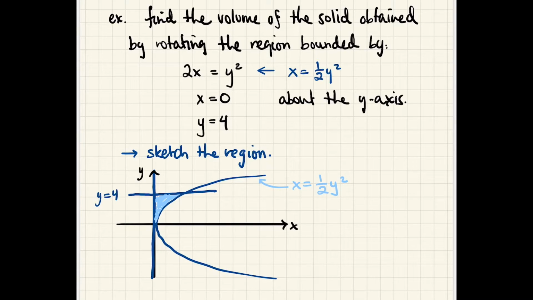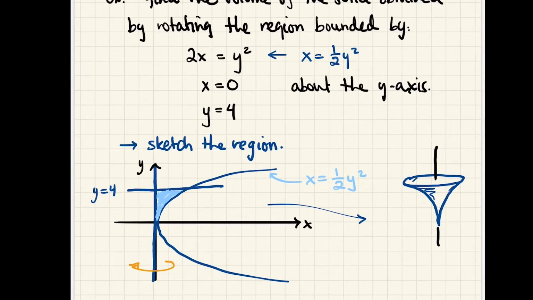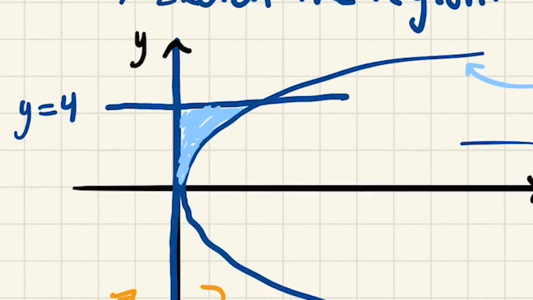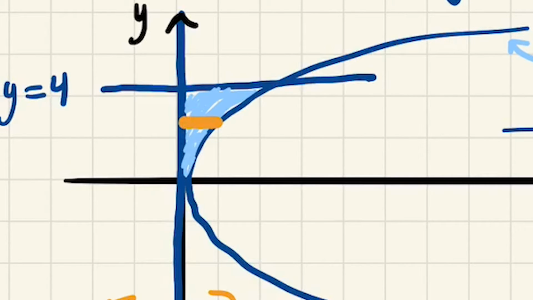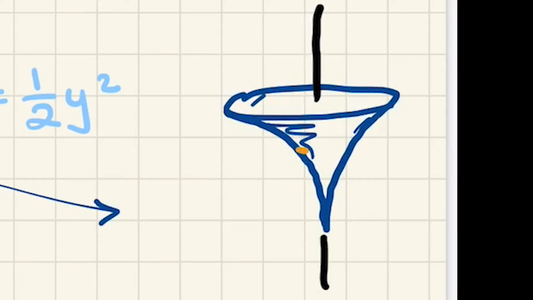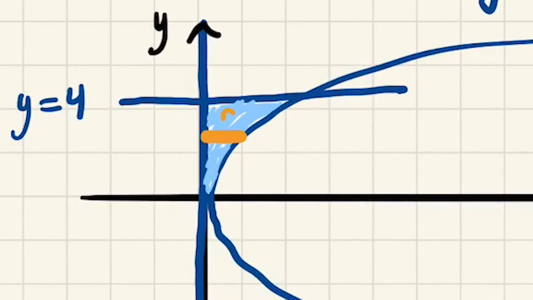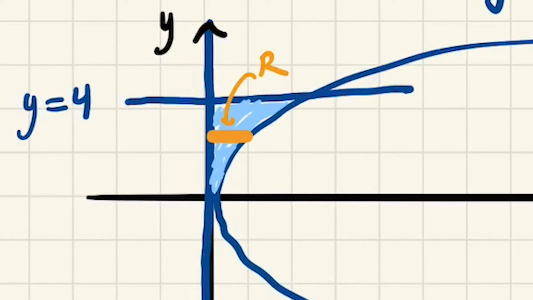And we are instructed to rotate that region about the y-axis. So that would give a shape like this. And we want to know the volume of that thing. So because we're rotating around the y-axis, our disks are going to be horizontal, right? So look at a cross-section here. A cross-section will be like a horizontal disk, and it'll have a slight height of dy, right? Tiny amount of y. So our radius is this horizontal length.